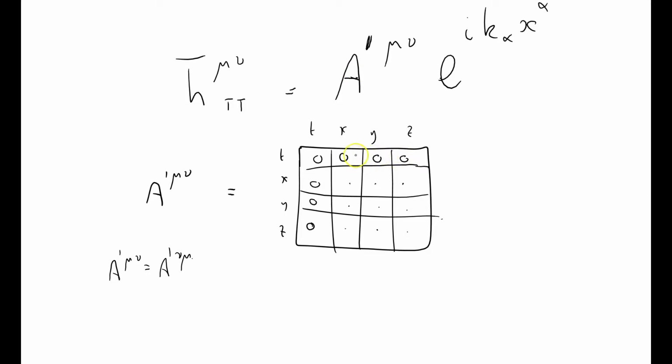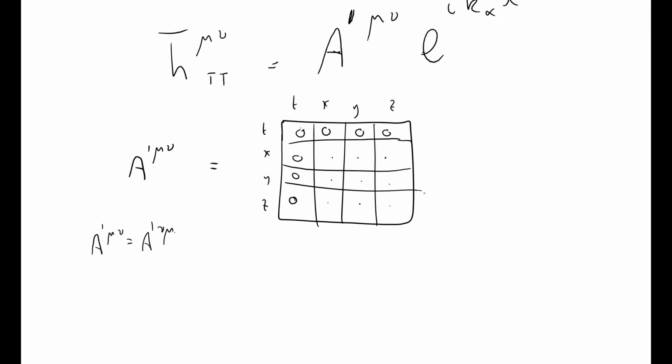We've got the first row of this matrix A dash here being 0, the time component is 0, and the first column is 0. That's what we call a transverse tensor, I guess. Okay, now what I'm going to do is to use the Lorenz gauge.